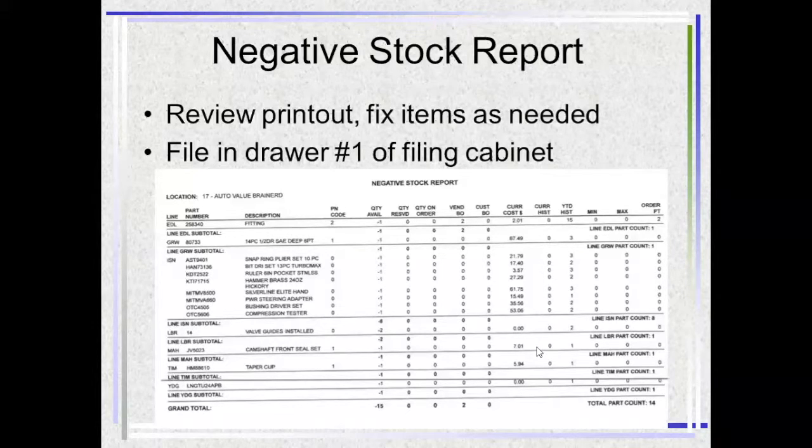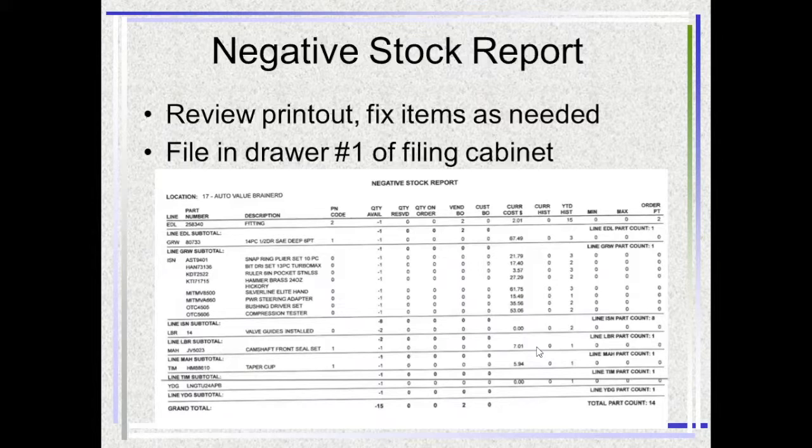With your negative stock report in hand, you will want to review and fix items as needed. When finished, the report should be filed in drawer 1 of your filing cabinet. It is important to keep the nightly report for 3 months because once you've made changes, the next night's report will no longer display the adjustments.